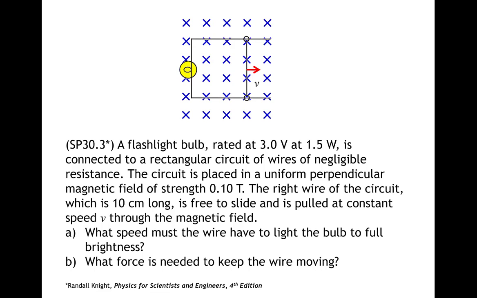A flashlight bulb rated at 3.0 volts at 1.5 watts is connected to a rectangular circuit of wires of negligible resistance. The circuit is placed in a uniform perpendicular magnetic field of strength 0.10 Tesla. The right wire of the circuit, which is 10 centimeters long, is free to slide and is pulled at constant speed v through the magnetic field. What force is needed to keep the wire moving?